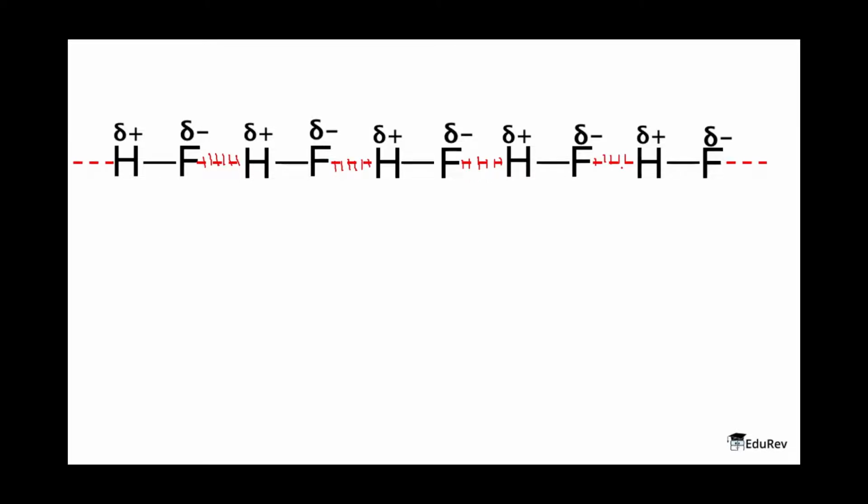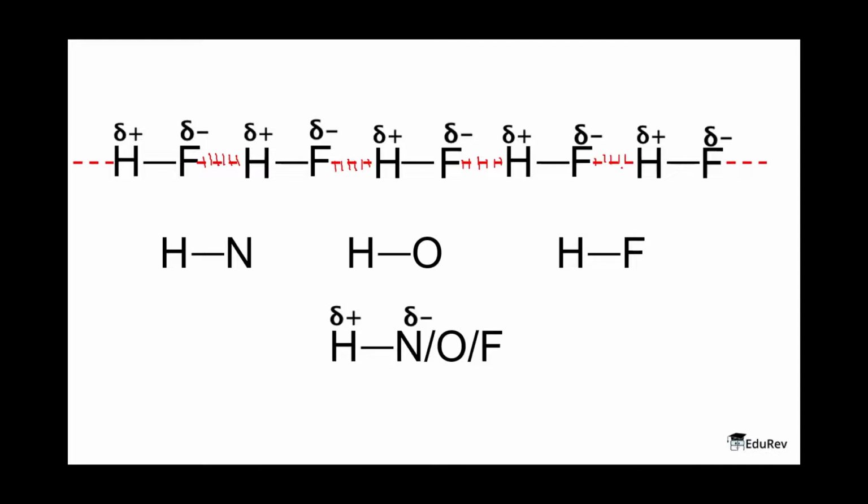The most important thing you have to remember is that hydrogen bonds only exist between electropositive hydrogen and nitrogen, oxygen, and fluorine, which means only hydrogen and NOF. Just remember this mnemonic, NOF, and only NOF. Hydrogen with nitrogen, oxygen, or fluorine can form a hydrogen bond because of the high electronegativity difference between hydrogen and the atoms of nitrogen, oxygen, or fluorine.